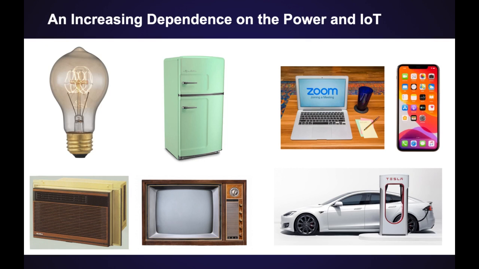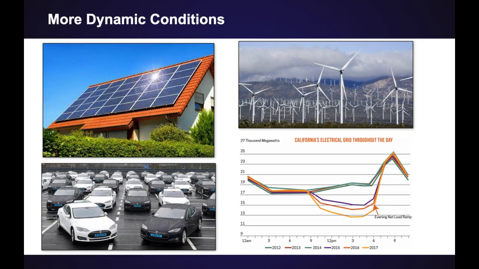On top of this, we also have more dynamic conditions in power grids. So for example, we have rooftop solar being adopted by many residential folks. We have electric vehicles entering the market, which is dramatically changing the load profile of energy throughout the world. And we have things like massive renewable energy farms, like the wind farm you see pictured here, that are also changing the way we use our critical infrastructure and energy specifically.